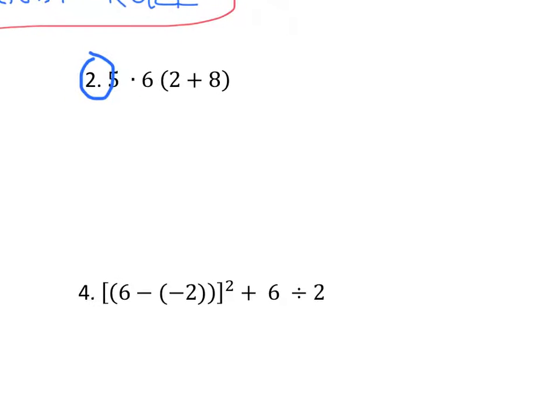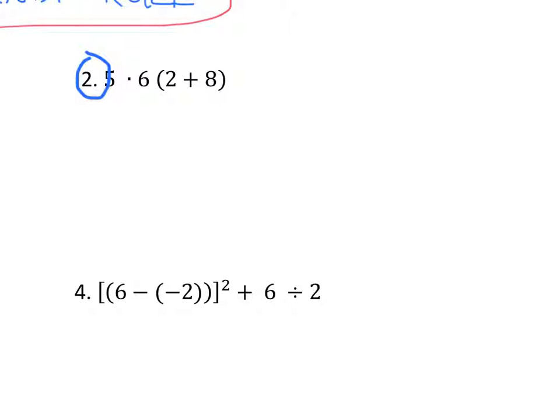All right, let's move to number 2. If I look at number 2, what stands out are the parentheses, right? Those are like the flashing lights. So let's take care of the parentheses first. This is always the very first priority. So 2 plus 8 is 10. I'm still going to leave that in parentheses. Then I'm going to bring the 5 and the 6 down.